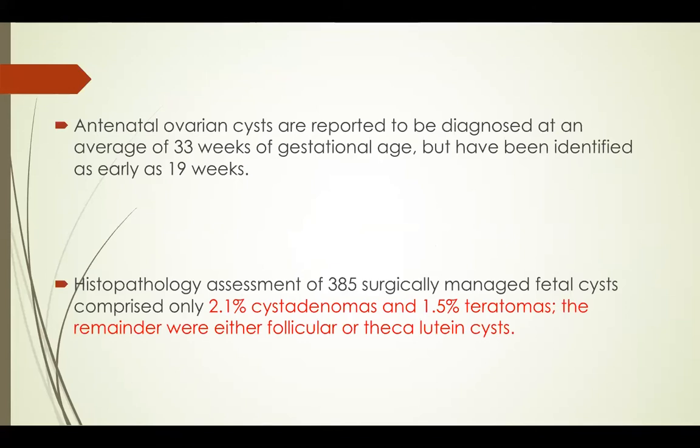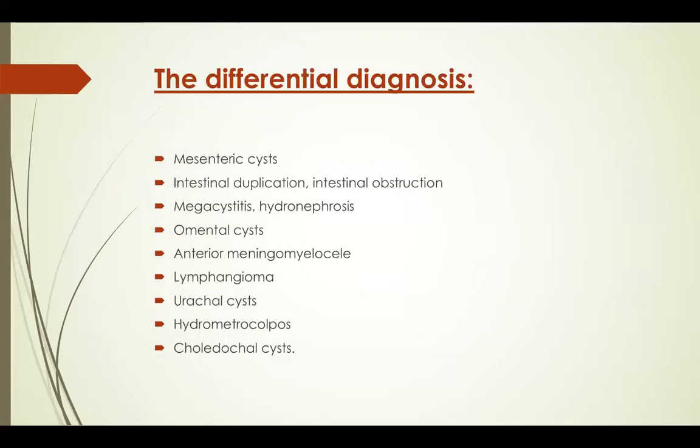So why do we have more antenatal ovarian cysts reported? Because now the ultrasound is done every couple of weeks in antenatal care. It can be detected from 33 weeks, but as early as 19 weeks. Studies showed that histopathology assessment of almost 400 surgically managed fetal cysts comprised only 2.1% cystadenomas and 1.5% teratomas. The remainder are either follicular or theca lutein cysts. So it's mainly benign. The most important thing is to know the differential diagnosis, to know how to manage.